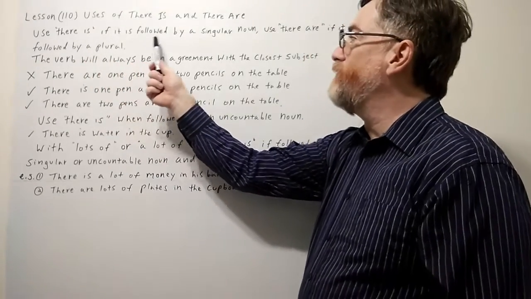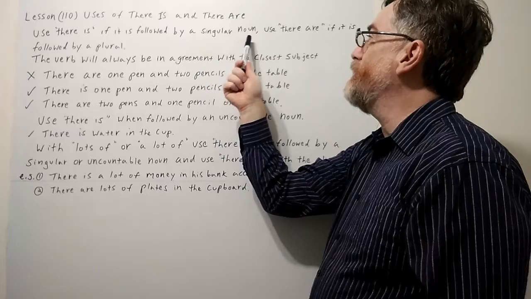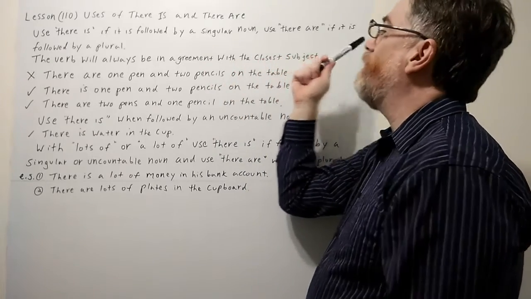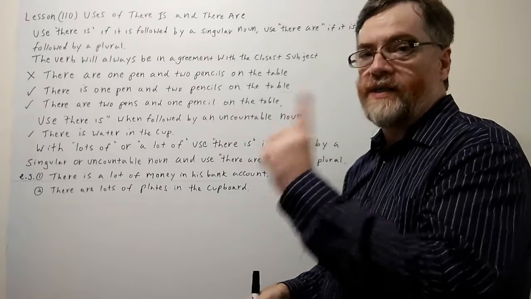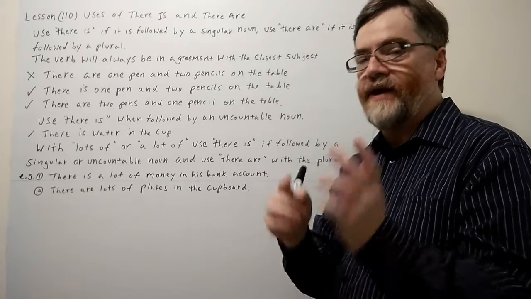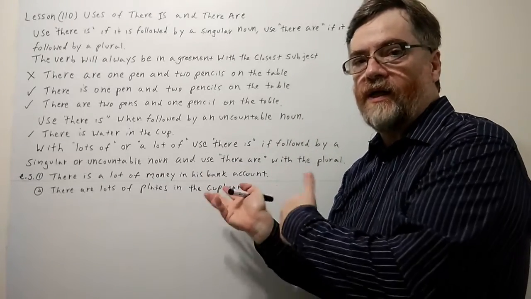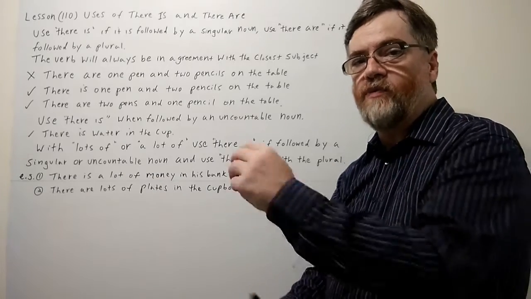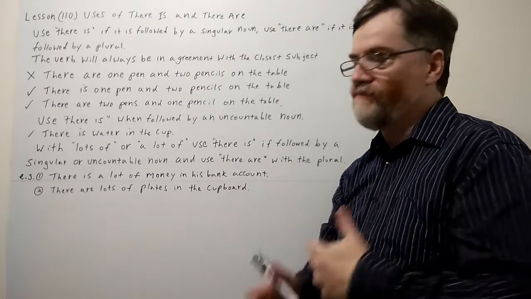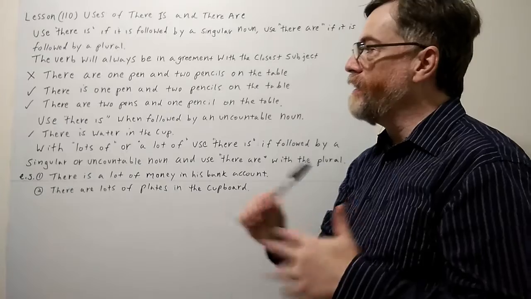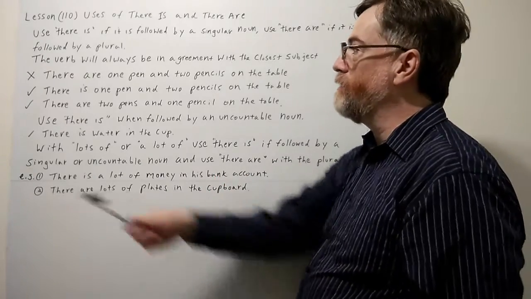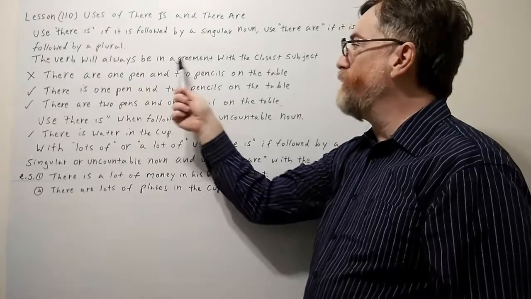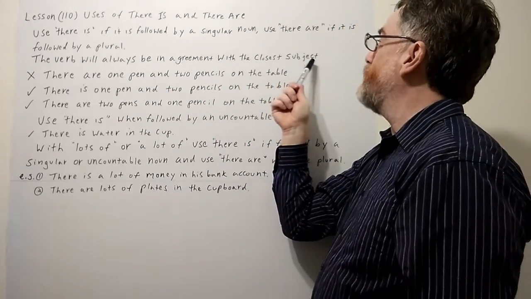Use there is if it is followed by a singular noun. Use there are if it is followed by a plural. All right, so if there's only one subject, this is simple. So you say there is one pencil on the table. There are two pencils on the table. Very simple. Here's where the problem comes in, or this is the note that you have to start paying attention to: the verb will always be in agreement with the closest subject.